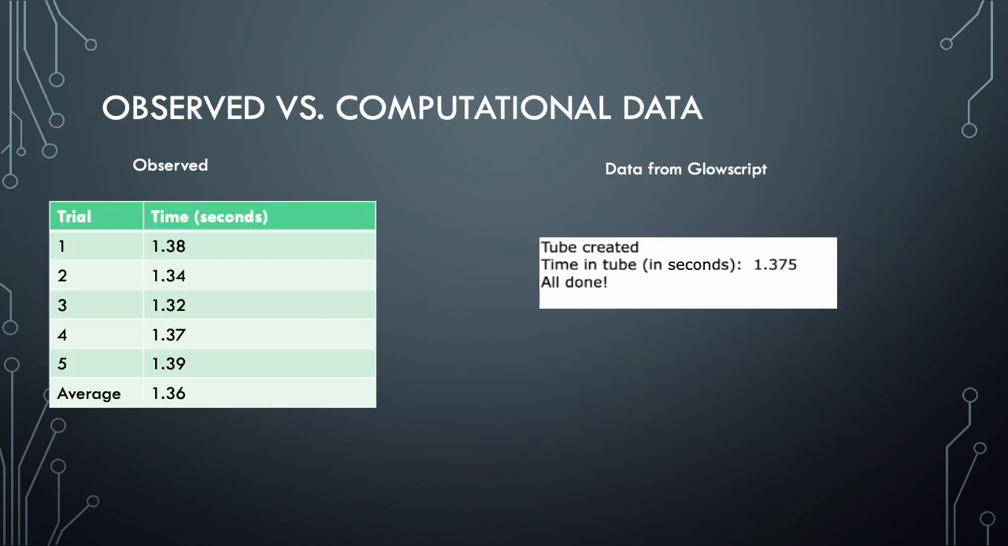Now, as for the calculated and observed data, we have trials 1 through 5 and the average all being between 1.32 and 1.39 seconds. And the data from the GlowScript gave us a value of 1.375 seconds, which was very similar.